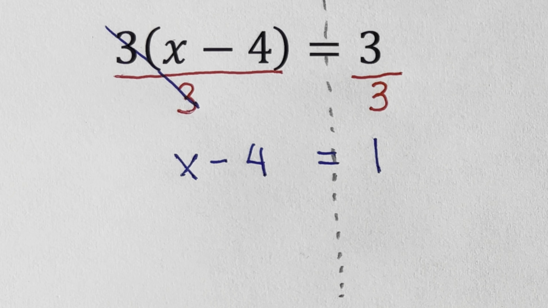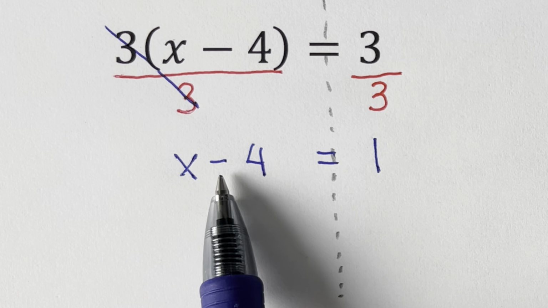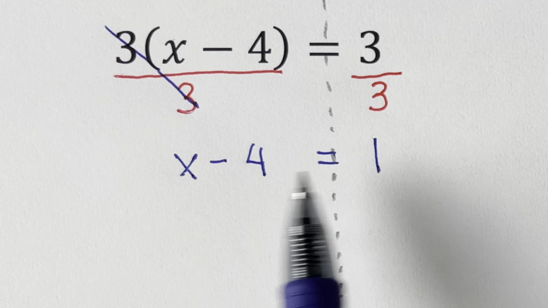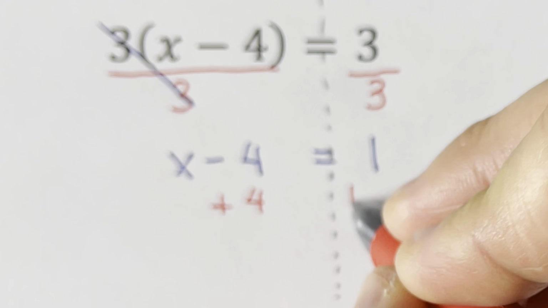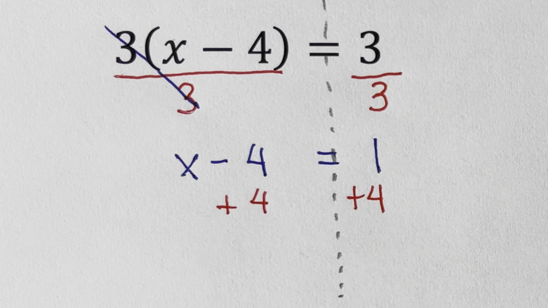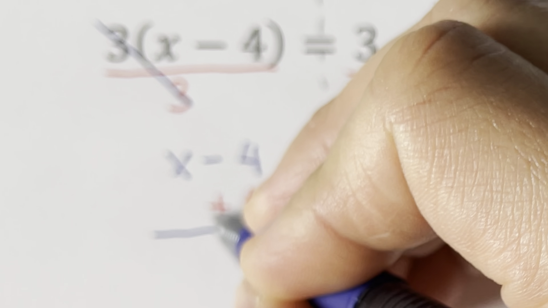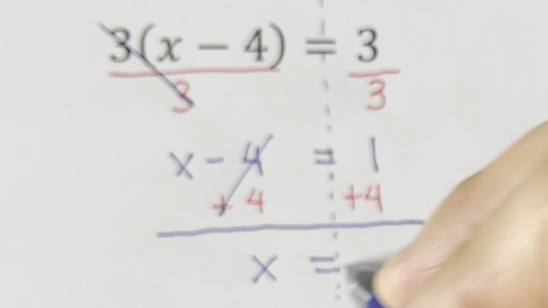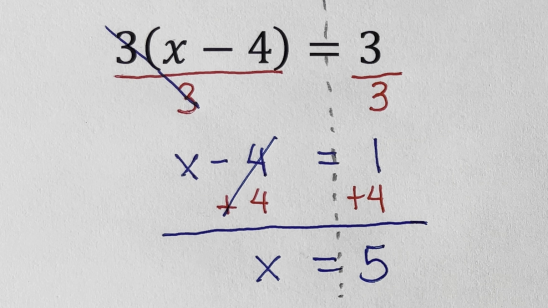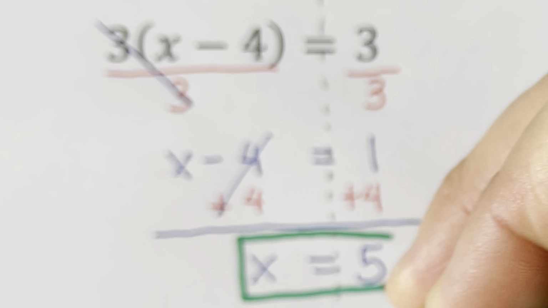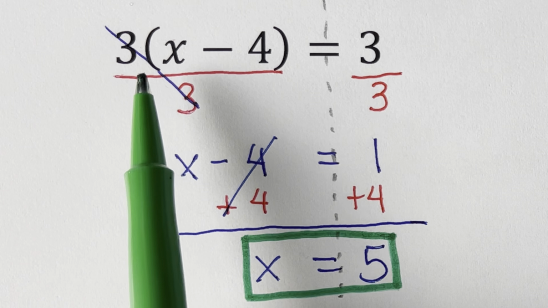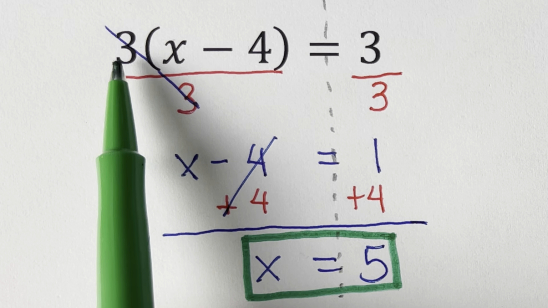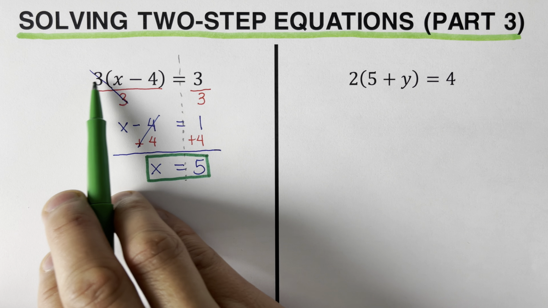So then this is x subtracted by 4 is equal to 1. Since this is subtraction, remember that the opposite of subtraction is addition. So we can add 4 to this side and plus 4 to the other side, so that the 4 and 4 get crossed out. So then our x is 5. This value of x will actually make this equation true. If we plug this back in, 5 minus 4 is 1, and then multiplied by 3 is 3. So we're able to make this equation true.